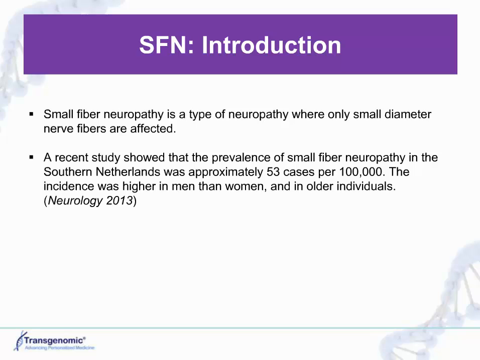So again, as I previously mentioned, small fiber neuropathy is a type of neuropathy where only these small diameter nerve fibers are affected. A recent study looked at the prevalence of small fiber neuropathy in the southern Netherlands and found that this was approximately 53 cases per 100,000 people in the study. The incidence happened to be higher in men than in women, and the incidence was also higher in older individuals.